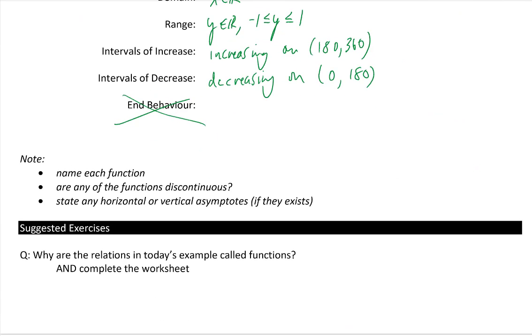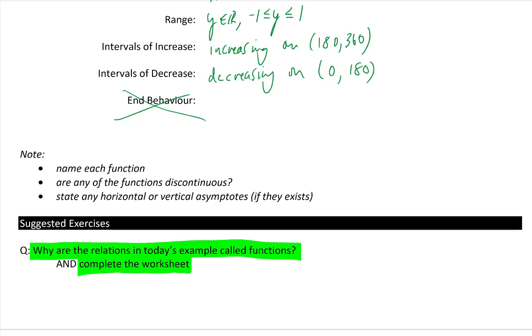So here are two things I want you to work on. Why are the relations in today's examples called functions? And complete the worksheet assigned for today. Please note that the first few questions in the worksheet are supposed to be review questions, and they may be a bit challenging. So please ask for help if you need it. And the remaining questions are ones that relate to what we've done today.